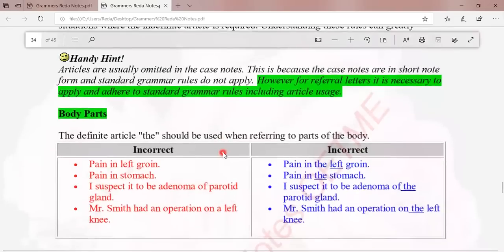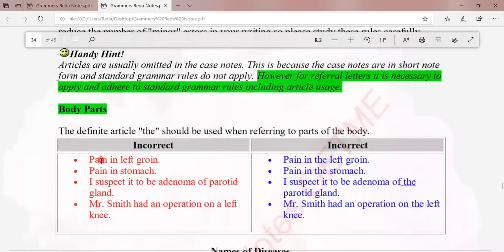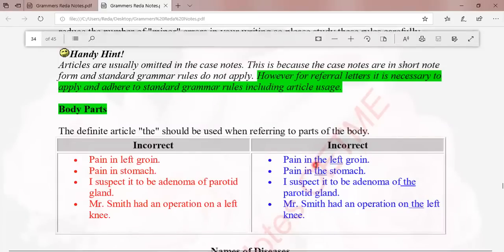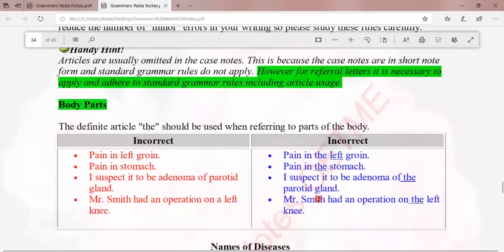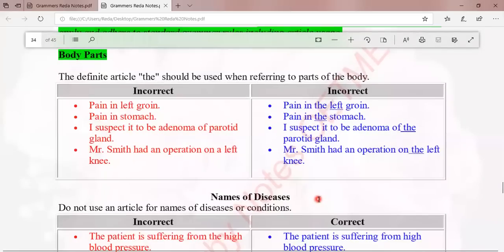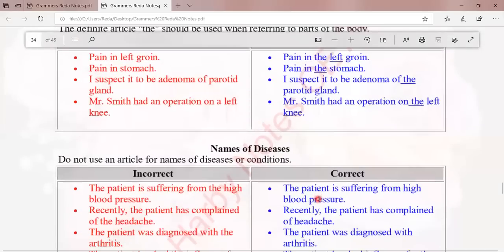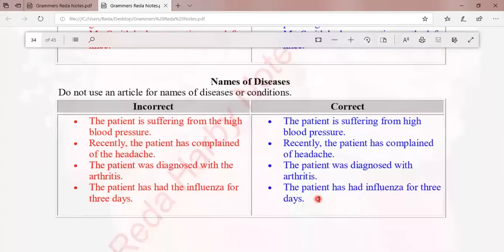Pain in the left groin. So not pain in left groin, in the left, because this is the correct, by the way, not incorrect. This is correct. Pain in the groin. I suspect it to be adenoma of the parotid gland because this is on the left hand or on the left knee. Okay. The patient is suffering from high blood pressure.